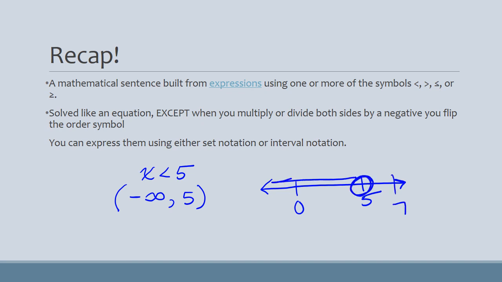I'm going to go this way. This is negative infinity, always all the way down here, positive infinity all the way up here. And we don't need the plus sign, so we have positive infinity. So remember that solving an inequality is very much like solving an equation, except for when we multiply or divide both sides by a negative, you need to flip the order sign.